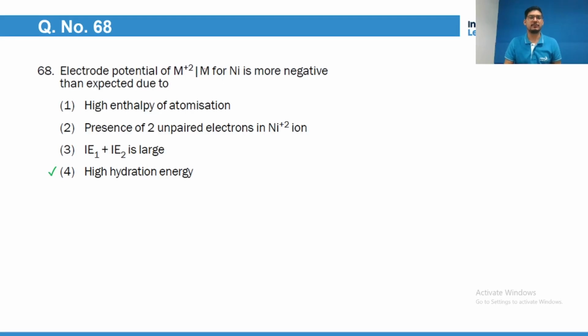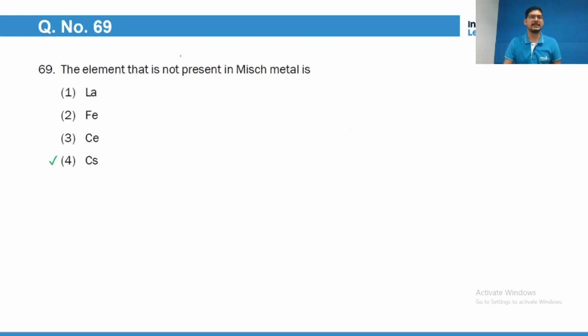Electrode potential of M2+/M of nickel is more negative than expected due to high hydration energy of the nickel 2+ ion. So its formation in aqueous solution is favorable, and hence the potential is more negative. The element that is not present in mischmetal is cesium. Alkali metals are not present in mischmetal.